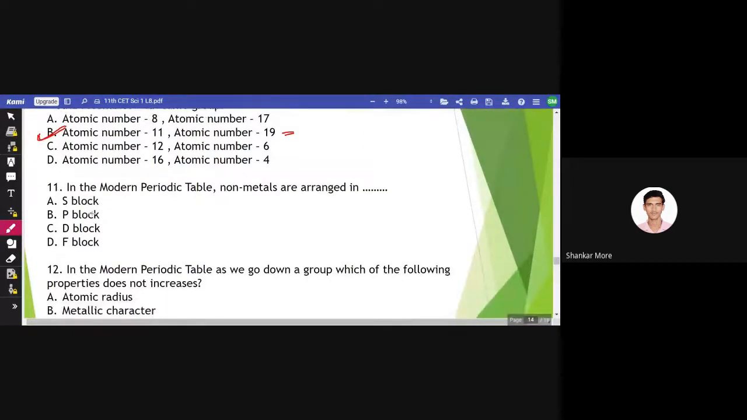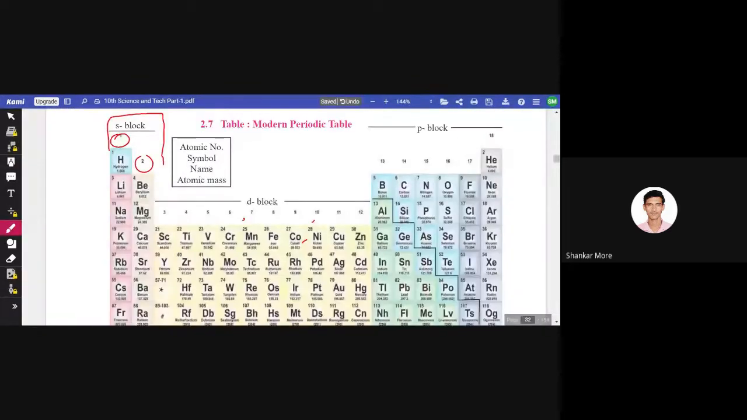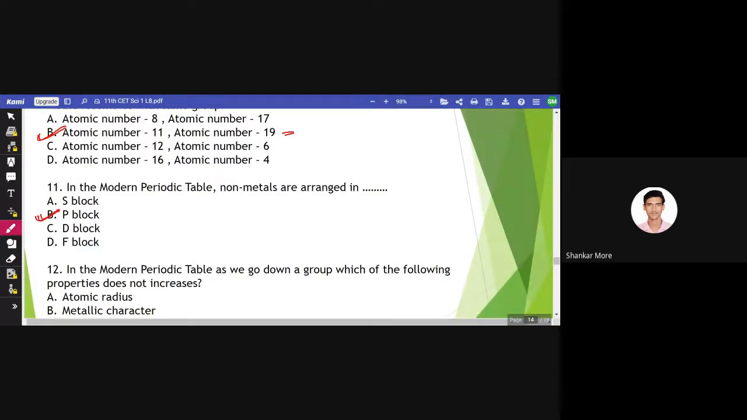Let's go further. In the modern periodic table, non-metals are arranged in which block? S block, P block, D block, F block. Wait for the screen to show the modern periodic table. So tell me, where are non-metals placed? In the P block, right? You can see here, carbon is non-metal, nitrogen is non-metal, oxygen, fluorine, neon, helium. So these all are under P block. So P block is the correct answer. Option B is correct. Very good.